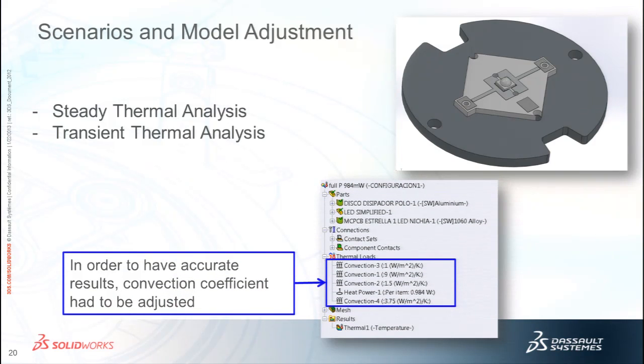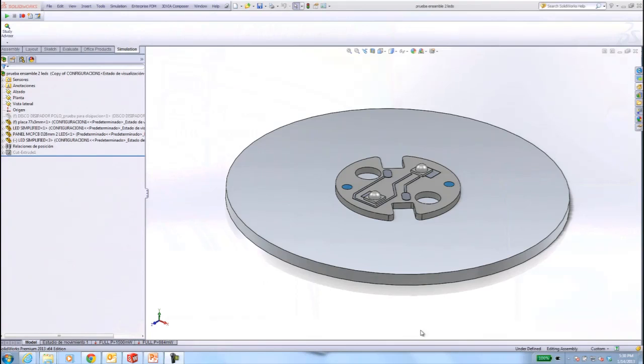Okay, if you run a thermal analysis, the problem we found here, not the problem, the challenge, in order to have good results, we needed to find the correct convection coefficient. Every time that you perform a thermal analysis, you need to estimate the convection coefficient. So it was the first challenge, but after calculating those convection coefficients, I will show you the result. So let's have a look on SolidWorks.